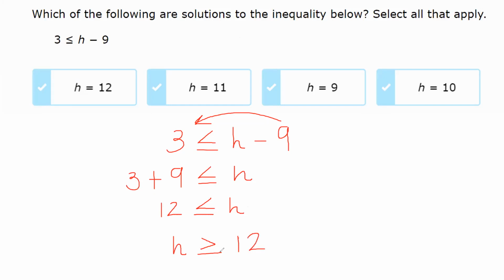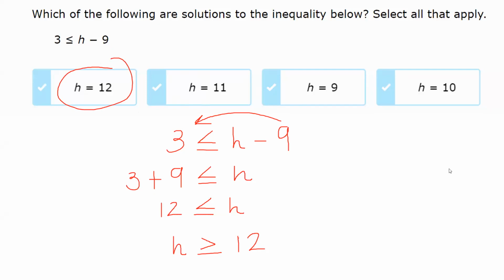So since H is greater than or equal to 12, what would be the solutions? 12. H is greater than or equal to 12, right? 11 won't work. 9 won't work and 10 won't work. So it's just going to be 12, from this list that they gave us.